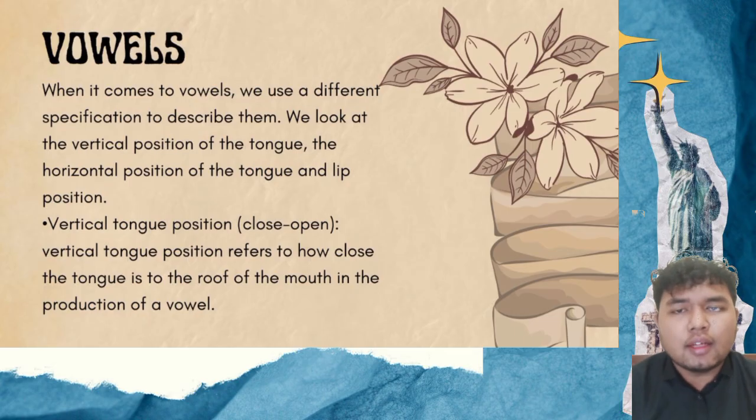Vowels are long-sounding sounds that are produced without obstruction or contraction of airflow within the vocal tract. When it comes to vowels, we use different specifications to describe them. We look at the vertical position of the tongue, the horizontal position of the tongue, and the lip position.